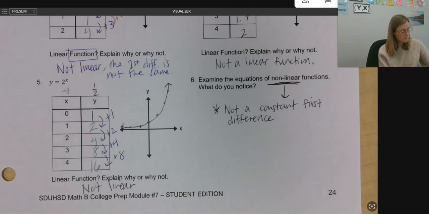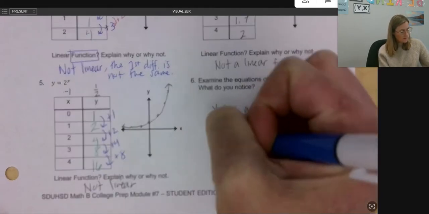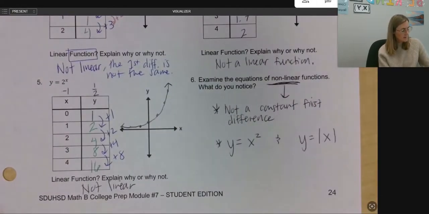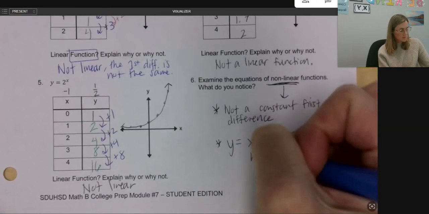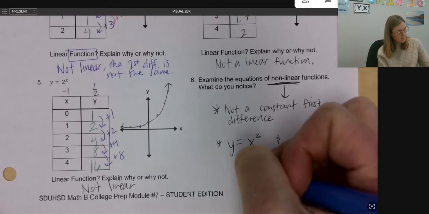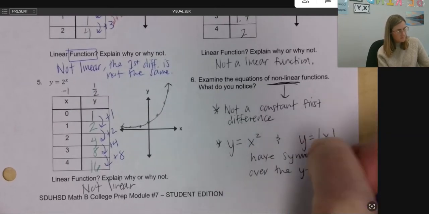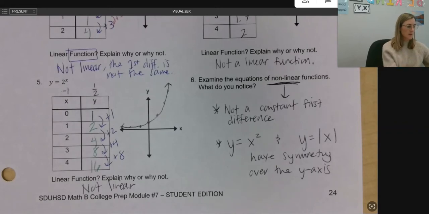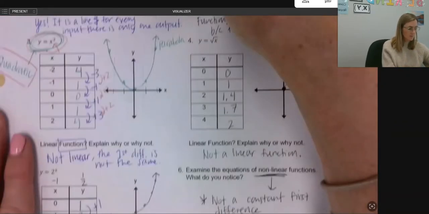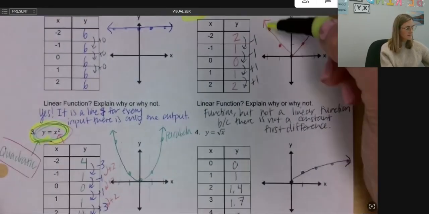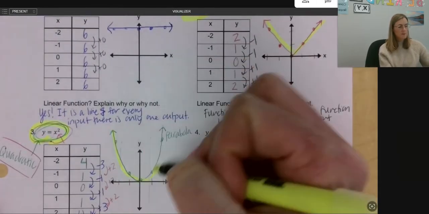The other thing that I want to point out is that y equals x squared and y equals the absolute value of x both have symmetry over the y-axis. So symmetry means like it's a mirror, or you could reflect it over the y-axis, and that's number 2 and number 3. So this one and this one, you can see there is symmetry across the y-axis there.